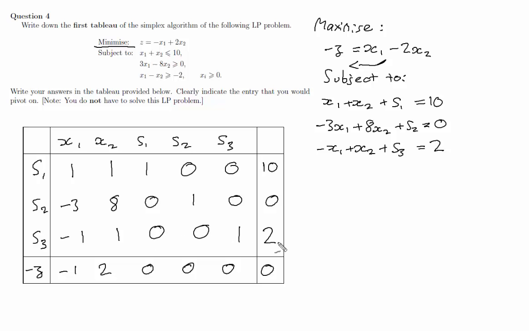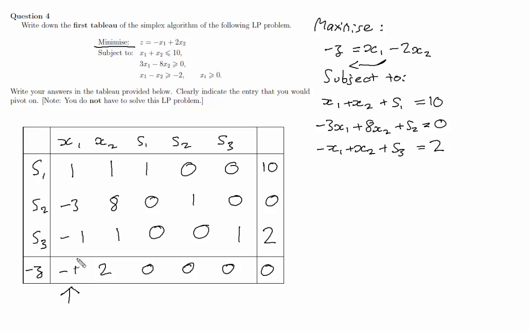Now we just need to determine which entry we're going to pivot on. So we take the greatest negative entry in the z row. So we look at this row here, and out of all the negative entries, we only look at entries less than 0. We take the one furthest from 0, is the best way to think of it. So that's this one here.